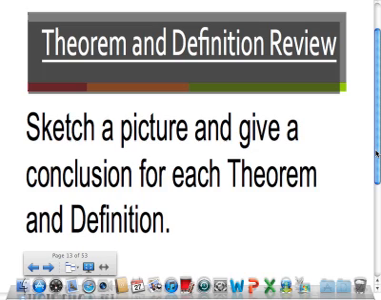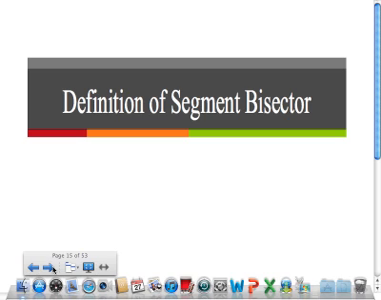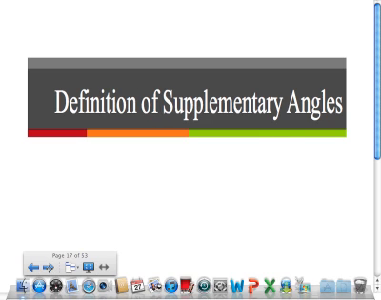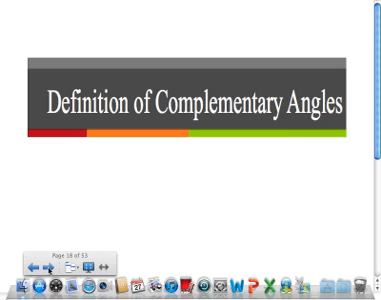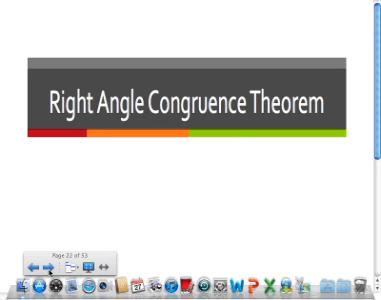So again, theorems and definitions. Definition of midpoint, you should be familiar with that. I'm going to buzz through all these. These are all things that you should be familiar with. Angle bisector, supplementary angles, complementary angles, vertical angles, perpendicular lines, right angle.